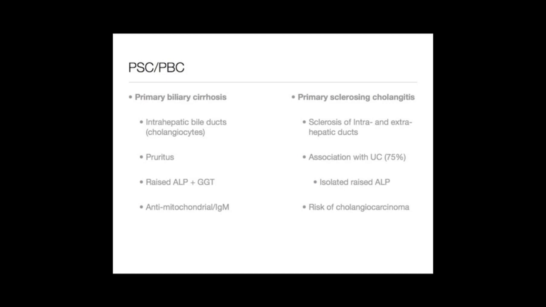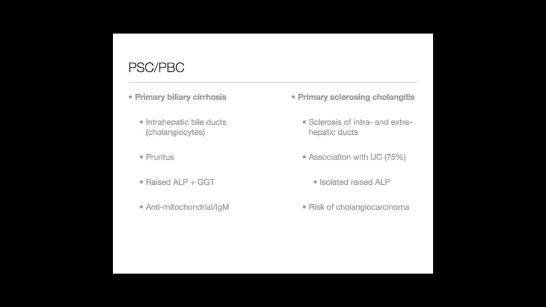bile ducts affected, the cholangiocytes, and these cells get attacked by the immune system, and this leads to progressive cirrhosis. Contrast this to primary sclerosing cholangitis, where you get sclerosis of both the intra- and extrahepatic ducts. Importantly, primary sclerosing cholangitis is really heavily associated with ulcerative colitis. Up to 75% of cases have coexistent ulcerative colitis.